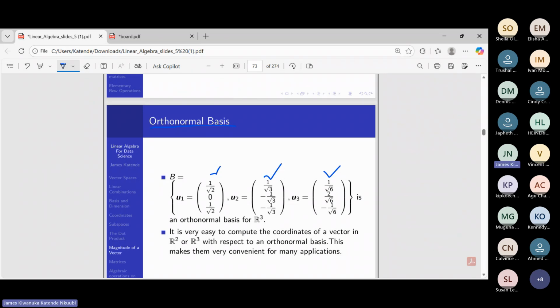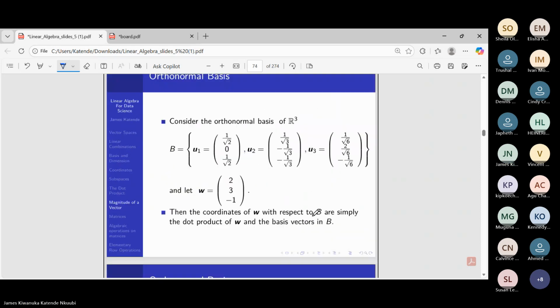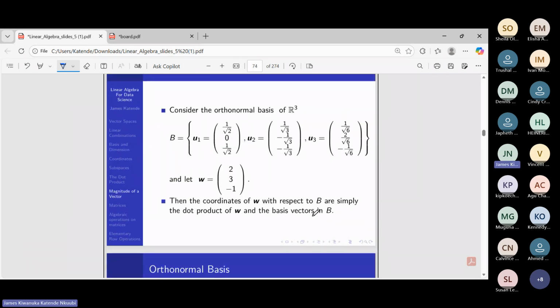Because the dimension of R3 is 3, that is guaranteed. The reason for bothering with an orthonormal basis is that anytime you want to compute the coordinates of a vector within the space with respect to an orthonormal basis, it's quite easy. It's very convenient. Here's an example.